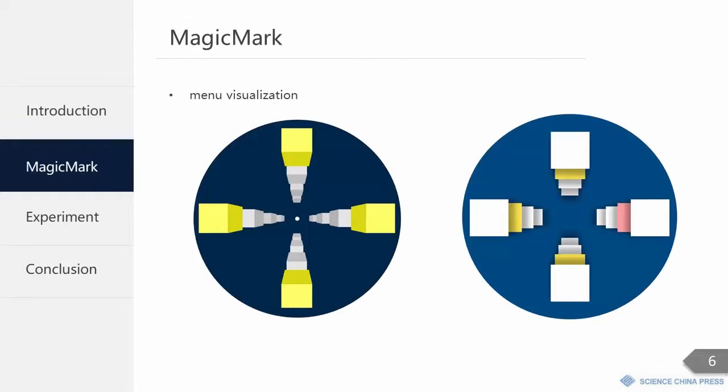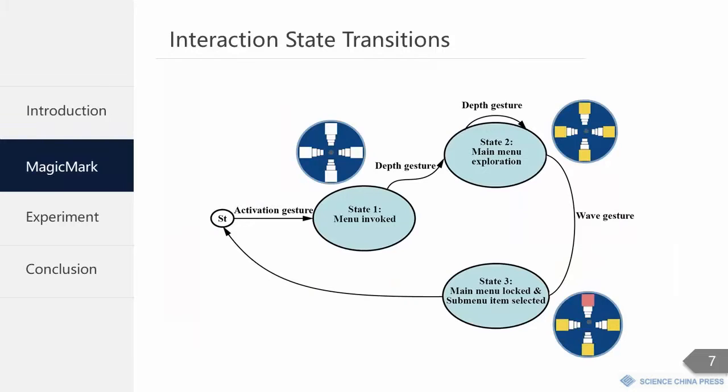MagicMark is a hierarchical menu combining 2-dimensional direction and 3-dimensional depth information. A user selects the root menu with 3-dimensional depth information, and then selects the submenu item with 2-dimensional direction information. This figure shows the 3-dimensional and 2-dimensional menu visualization, respectively. The design of MagicMark can be summarized as the transition of 3 states. The main feature of this interactive design is that the transitions do not require additional confirmation gestures.